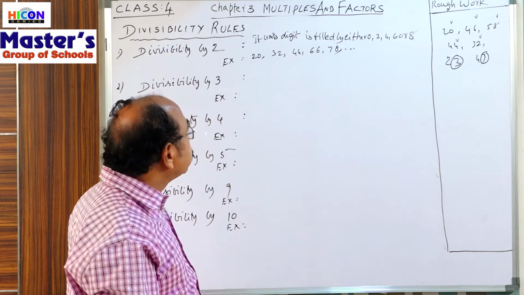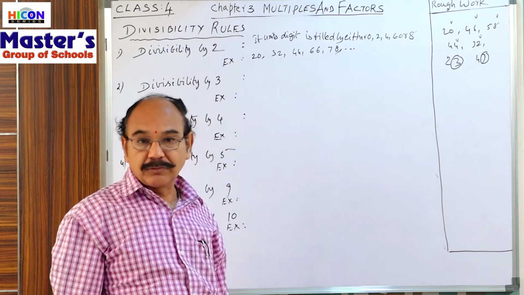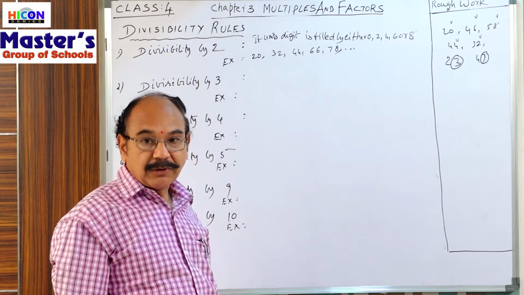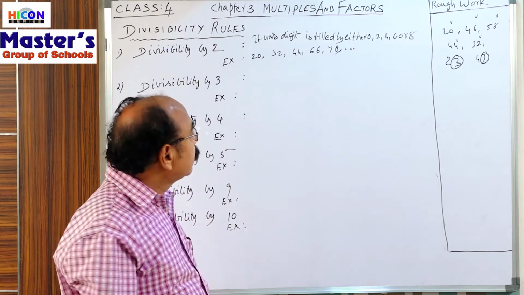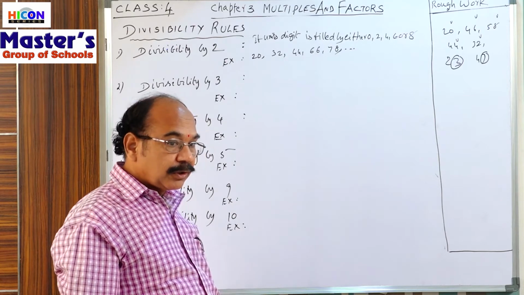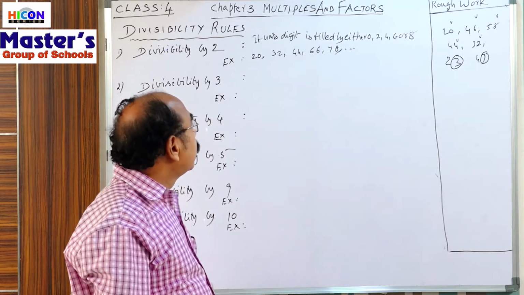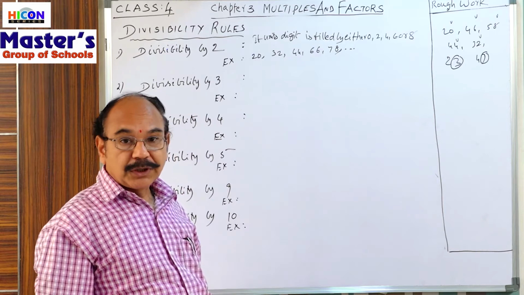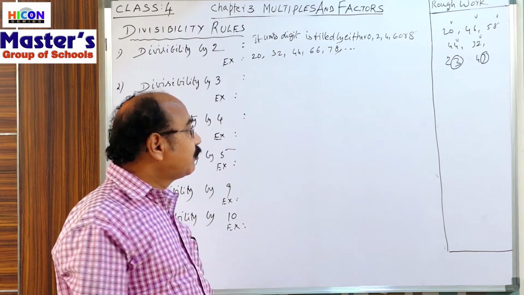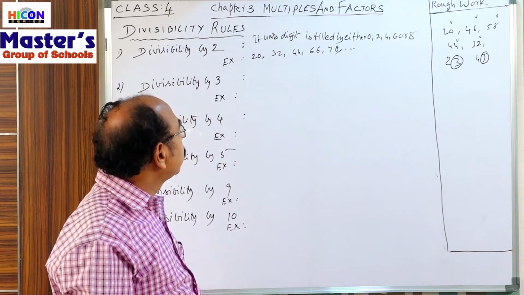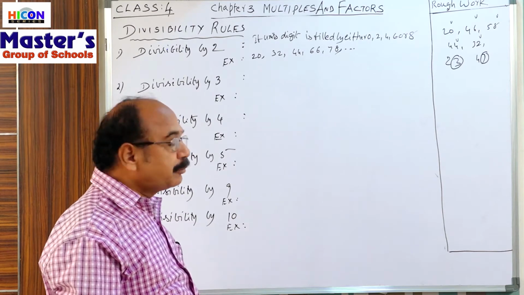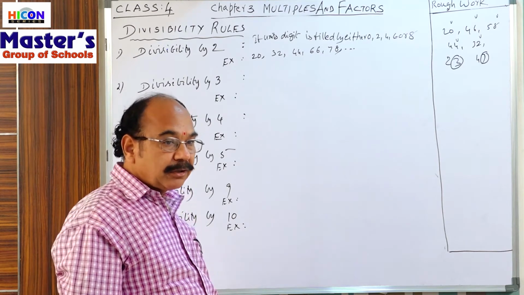Already the rules were mentioned in your textbook, if you are following the textbook. So according to this rule, if the units digit of a number is filled by 0, 2, 4, 6 or 8, then we say it is divisible. Otherwise it is not divisible.